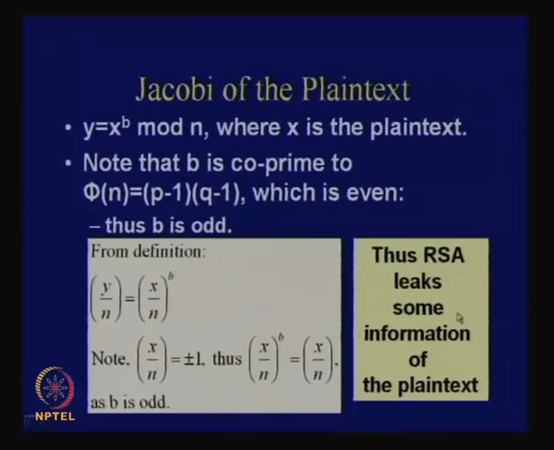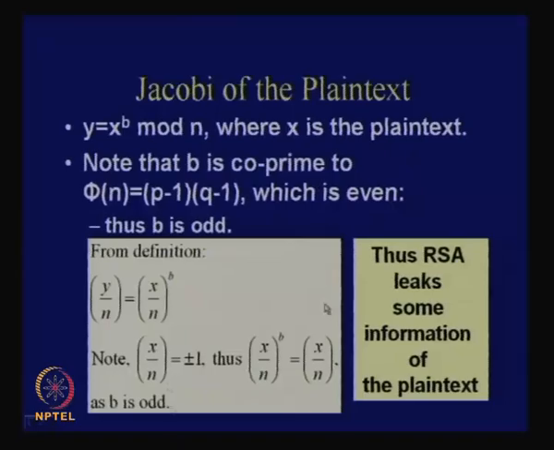So, the point is that RSA actually leaks some information on the plain text. If I say that RSA does not leak any information on the plain text, then it is not correct, okay. How is it leaking information? It is leaking because you know some information about x and n. Even if the encryption process did not take place, you could have known the value of this Jacobi, but after the encryption also you know exactly the same value, that is, the Jacobi information is totally leaked. So, your cipher text and n has the same Jacobi as your plain text and n, right, and that should not be the case.